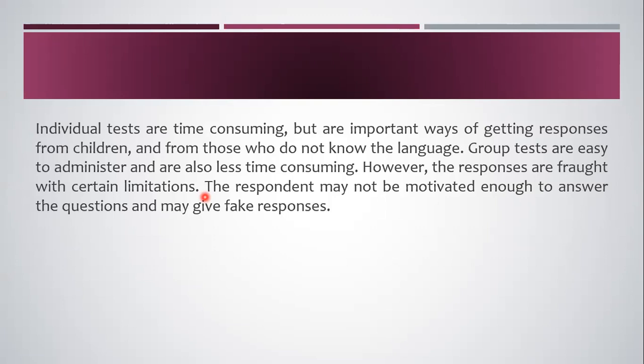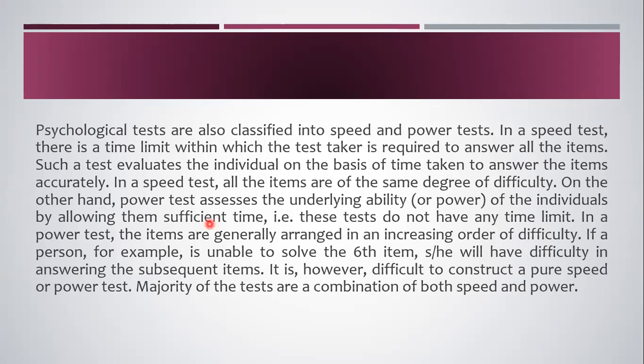Okay, so this is the individual and group test, particularly in psychological testing, based on the mode of administration. Previously it was language, now it's mode of administration. And now psychological tests are also classified into speed and power tests based on performance. In a speed test, there is a time limit within which the test taker is required to answer all the items. When it is speed, it is about time. Power is about ability. How much time you take to complete the task is a power test. Speed test is time bound.